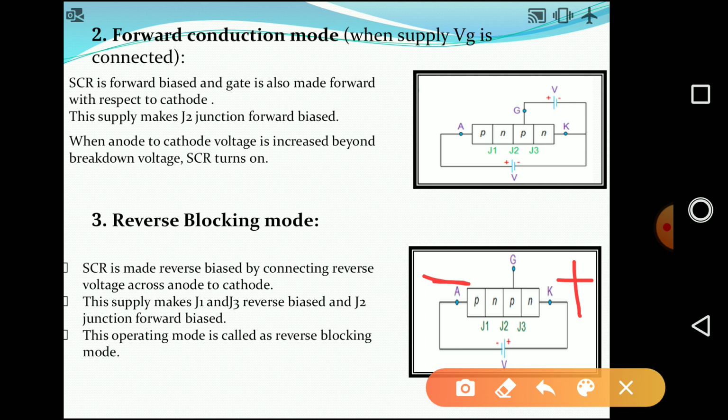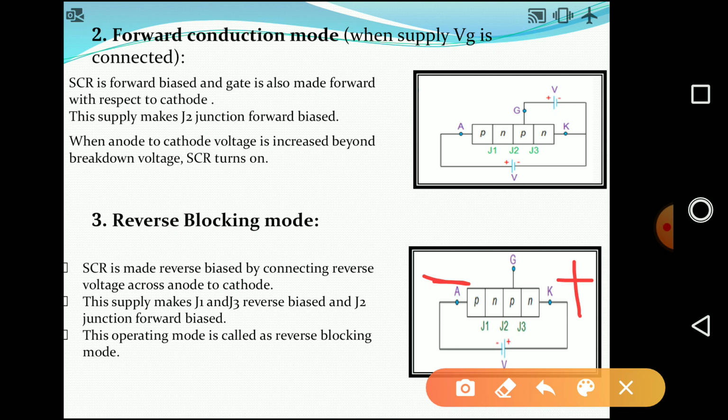In the same manner, the positive supply of the battery is connected to the cathode terminal, and the cathode is connected to the external N layer. So the N layer has charge carriers, electrons, whose charge is negative. So negative charge carriers are getting a positive supply. Therefore, the J3 junction becomes reverse biased.